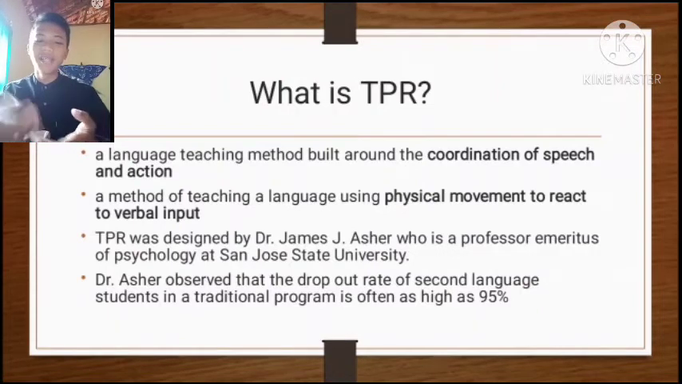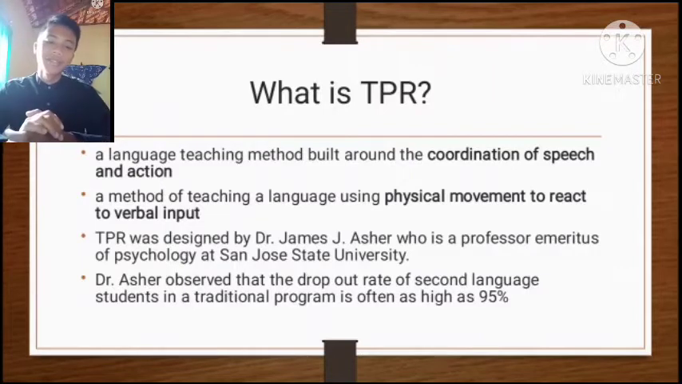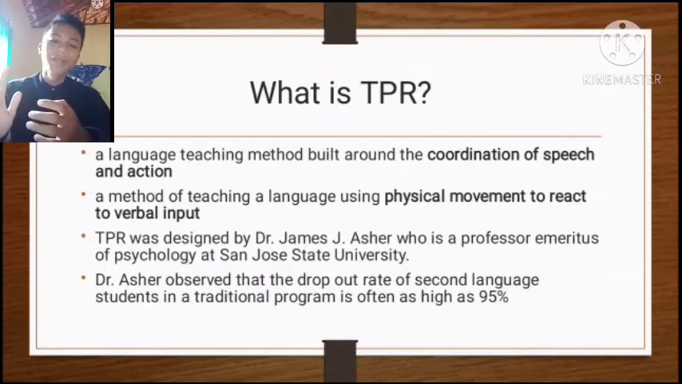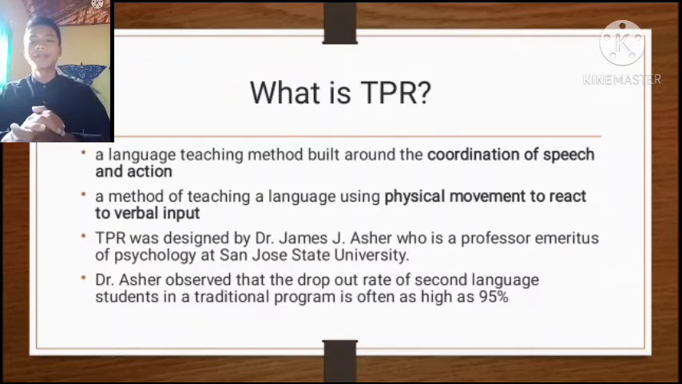And TPR was designed by Dr. James J. Asher, who is a professor of psychology at San Jose State University. Dr. Asher observed that the dropout rate of second language students in a traditional program is often as high as 95%.